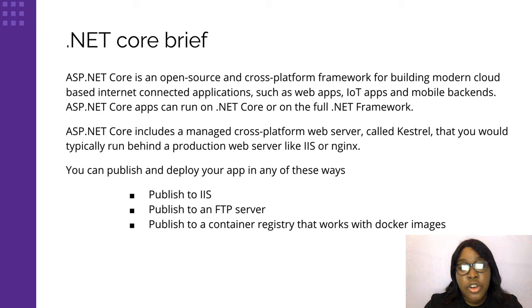So there are different ways to publish and deploy your .NET Core app. I listed some of them here. You can publish your app to IIS, you can publish your app to an FTP server, and you can publish your app to a container registry that works with Docker images, which is what we're going to be looking at today.